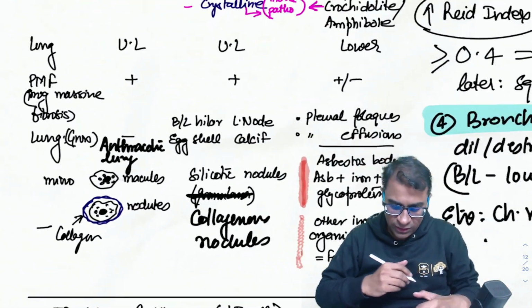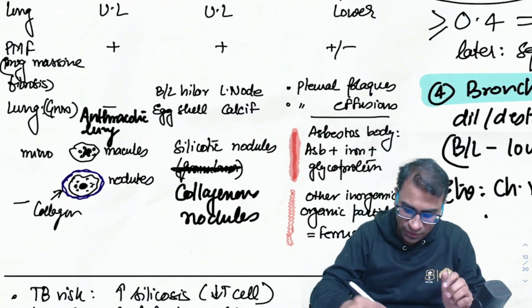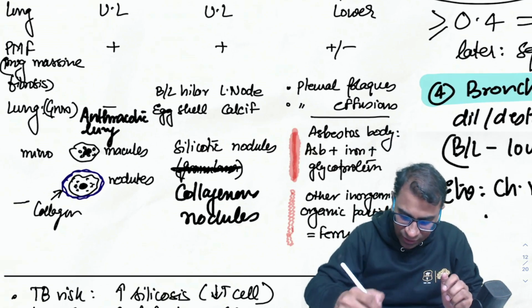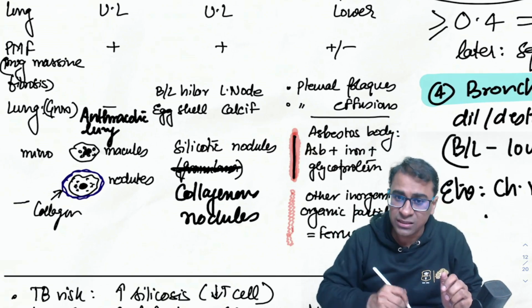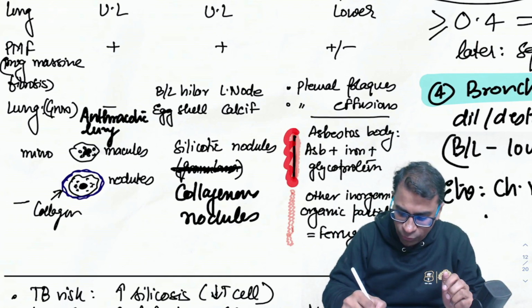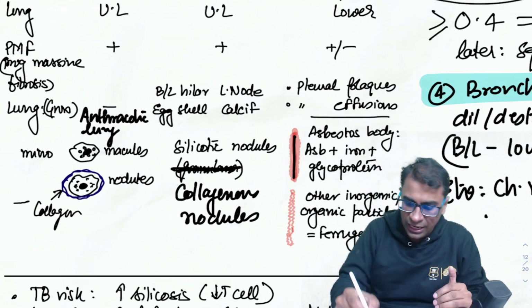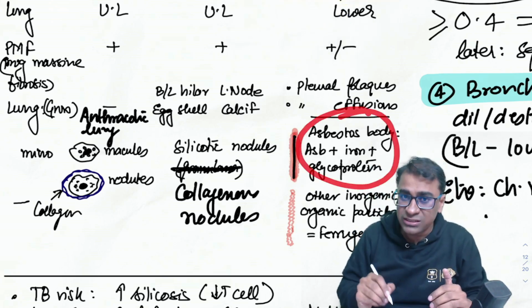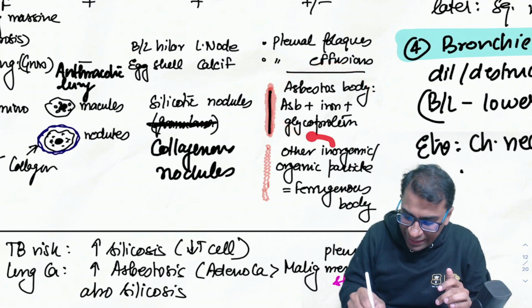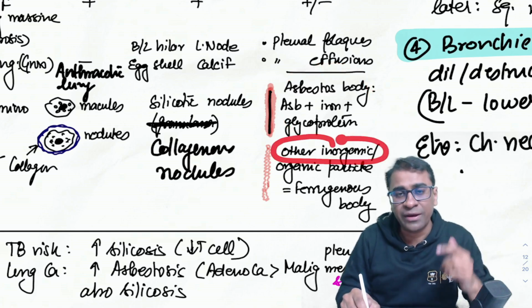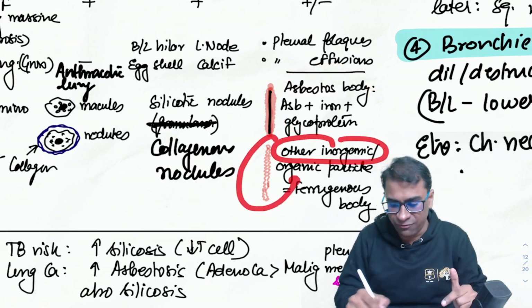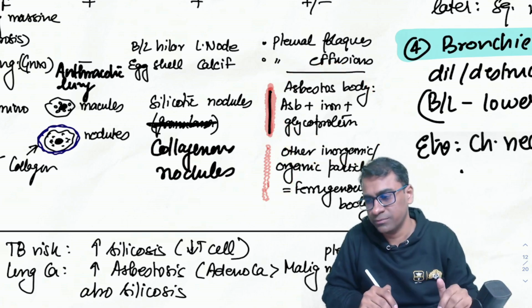Look what happens: if there is an asbestos particle, and around this particle there is an iron and glycoprotein rim, iron plus glycoprotein rim, it will be called an asbestos body. But if there is any other organic particle with a rim of iron glycoprotein, it is referred to as a ferruginous body. Okay, ferruginous body.